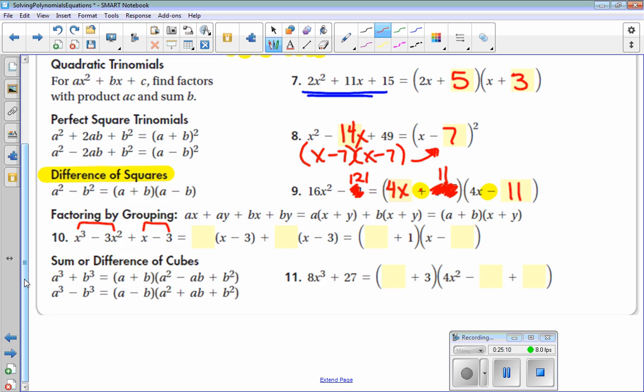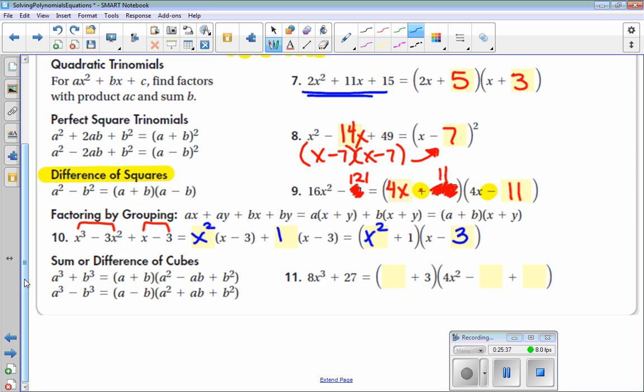In the first two, what's the GCF? X squared. When I take x squared out of both of them, I'm left with x minus 3. Well, I have x minus 3, so what goes there? 1. So my two factors are x squared plus 1 and x minus 3.